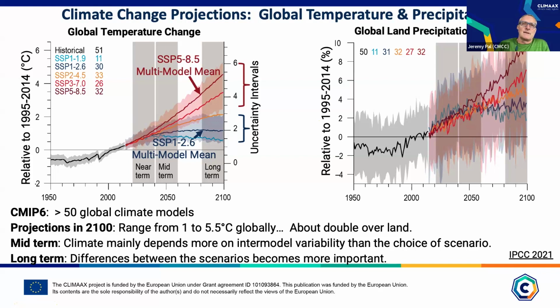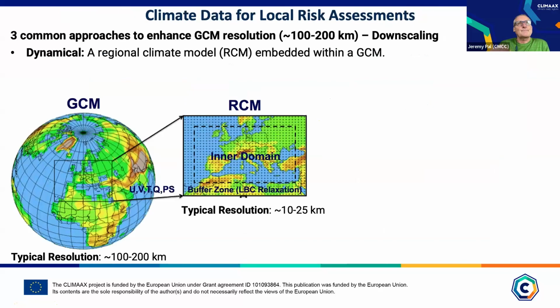If we're looking at just 2050, it may be best to look at the entire suite of the SSPs. It doesn't so much matter about the scenarios, but it matters more to get a good representation of all the models. Whereas at the end of the century, we want to start considering the different scenarios along with all the models. Okay, so I talked about the typical resolution being about 100 to 200 kilometers with these global models.